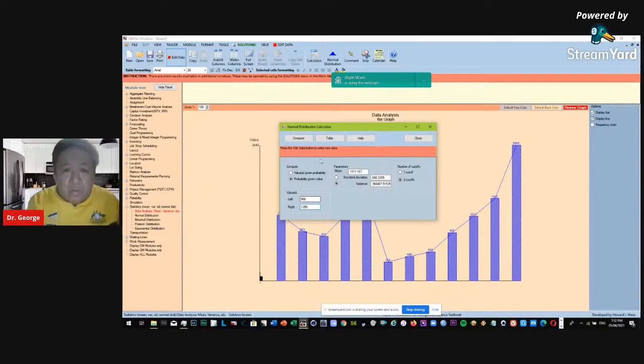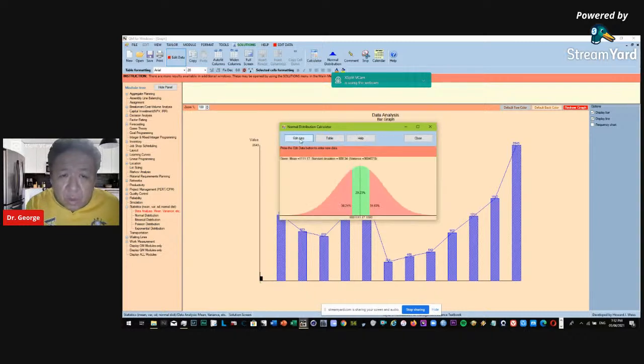Okay. Compute. 900 has to be left of the mean, and then of course this should be right of the mean. So left of the mean is 900, right of the mean is 1,350. What is the probability that the value would lie between 900 and 1,350? The answer is 29% of the time.